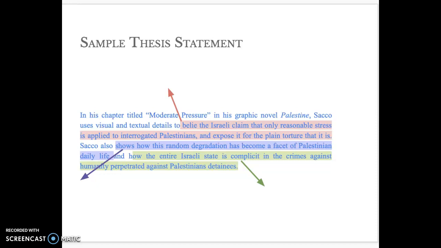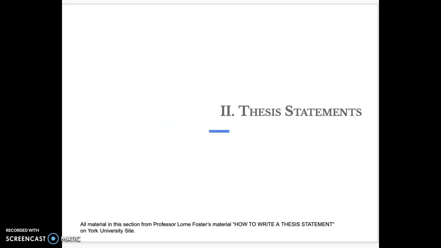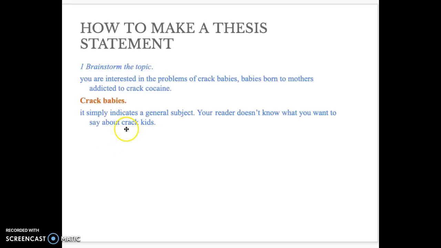Okay, so let's go through a cycle here. How to make a thesis statement. And this, again, let me remind you, is from the source cited here, How to Write a Thesis Statement by Professor Lauren Forster. Just this particular one here. How to make a thesis statement, and this is his example.